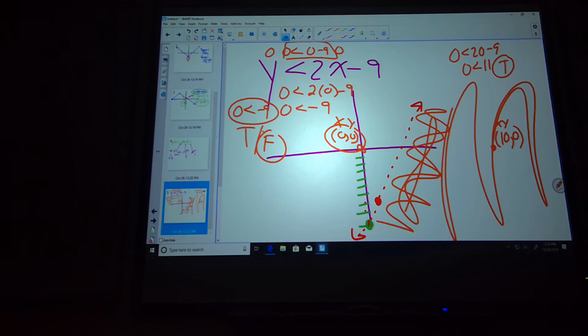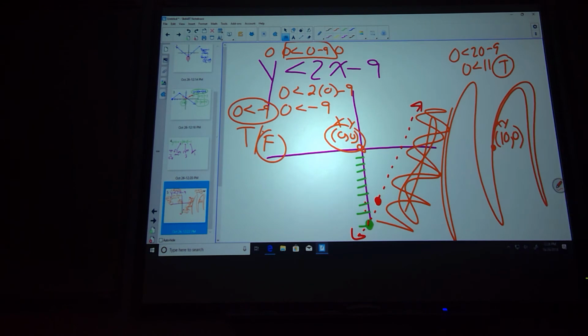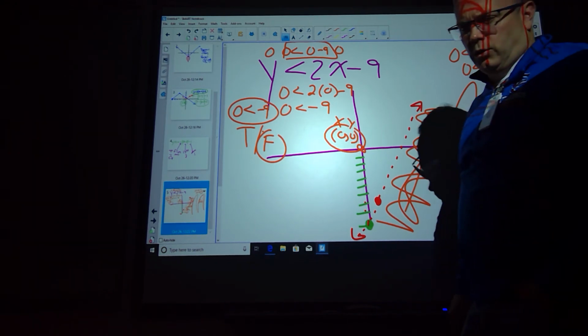Question? Wait, so is it saying 0 is greater than 2 and that's false, which is why that region's getting highlighted? Yeah, so if I pick this point (10, 0), which is way over here, 0 is less than 11, totally true. I want the true place to be colored, because those numbers will give the true answer. Okay? Still doing okay?